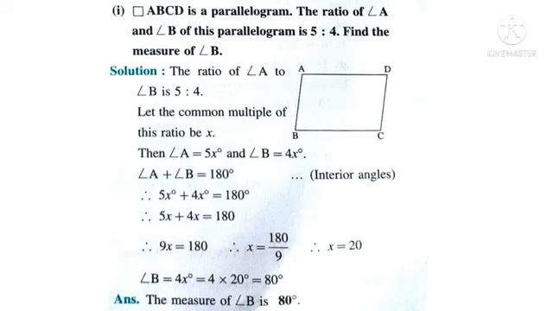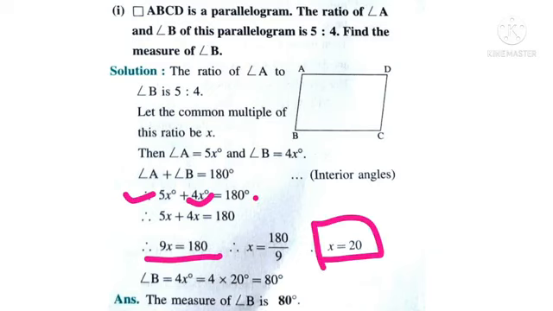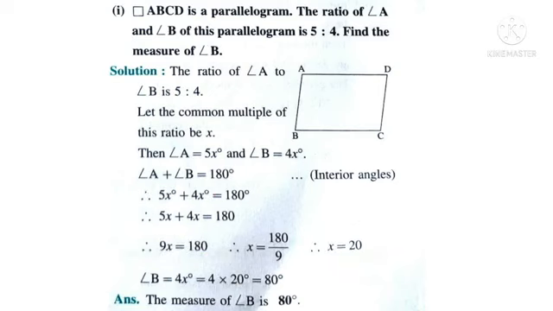You put the value of A as 5x and B as 4x, which is equal to 180. That is 9x is equal to 180. We get the value of x as 20 degrees. So angle B is 4x, which means 4 into 20, 80 degrees. Therefore our last answer is, the measure of angle B is 80 degrees.